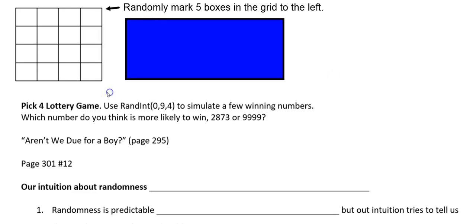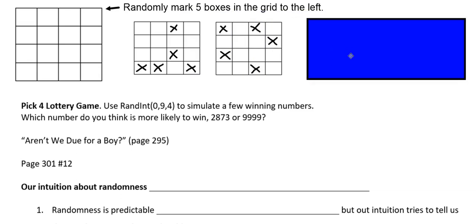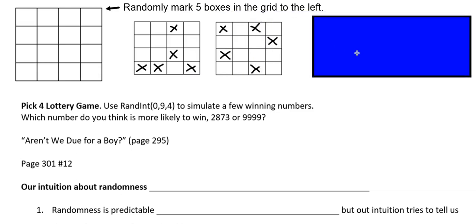Take a minute and randomly mark 5 of the boxes in this 16-box grid to the left. Have you got them marked? Okay. Are the boxes, the way you mark the boxes, more similar to the grid on the left or the grid on the right?